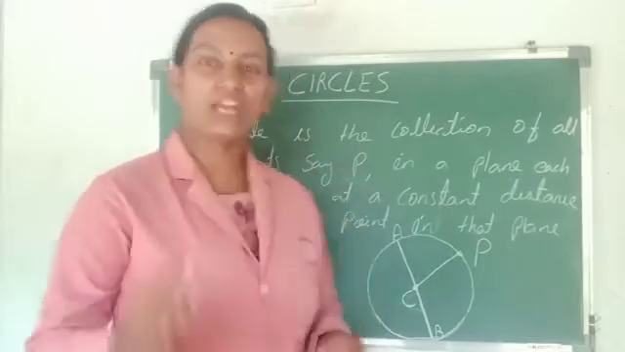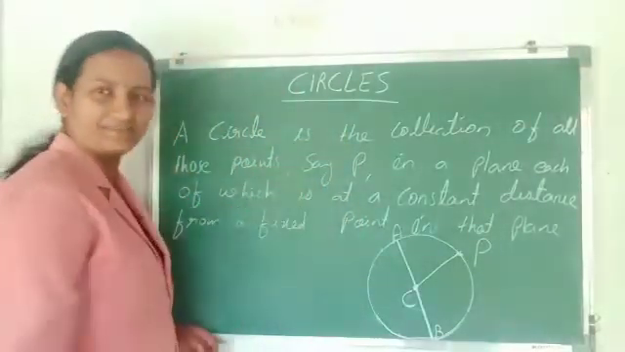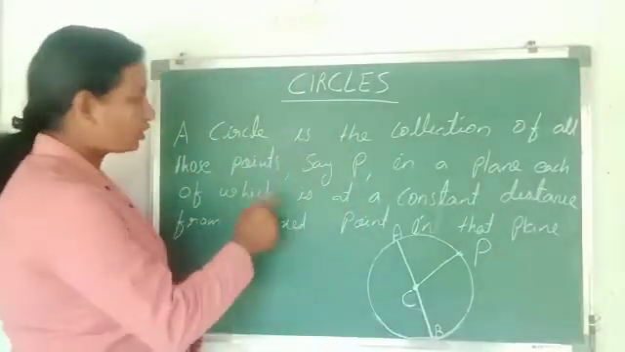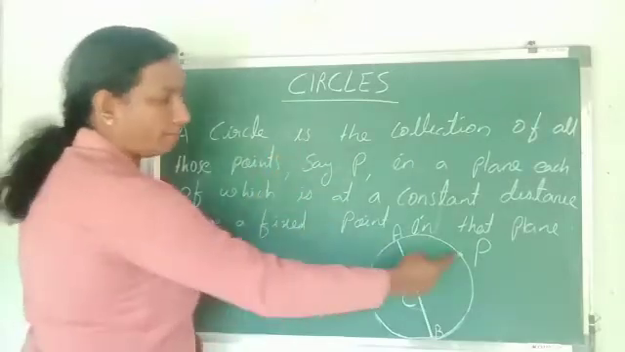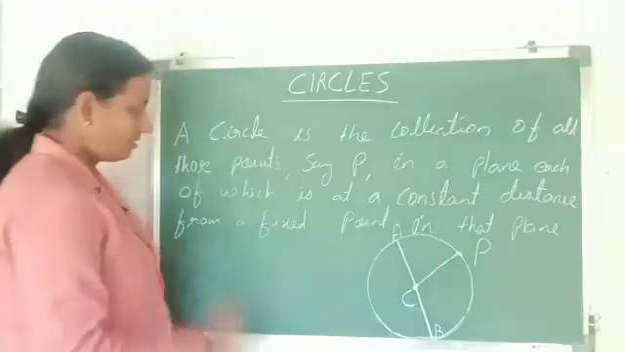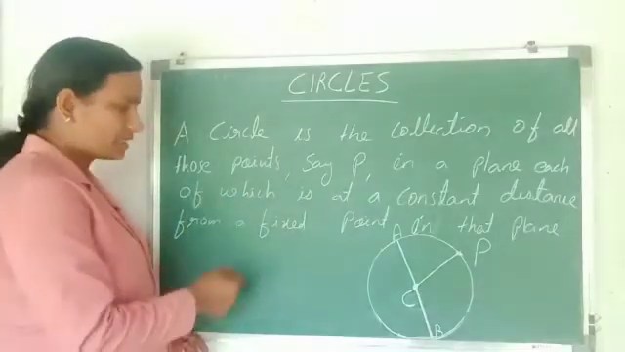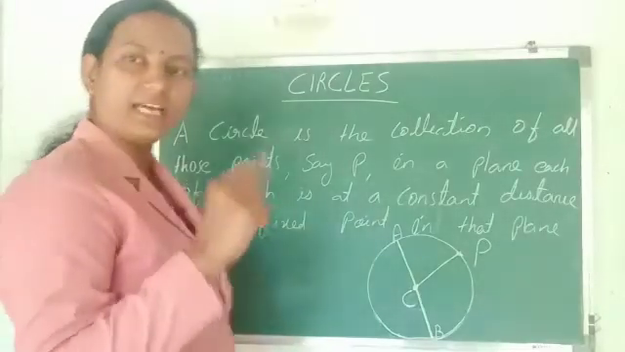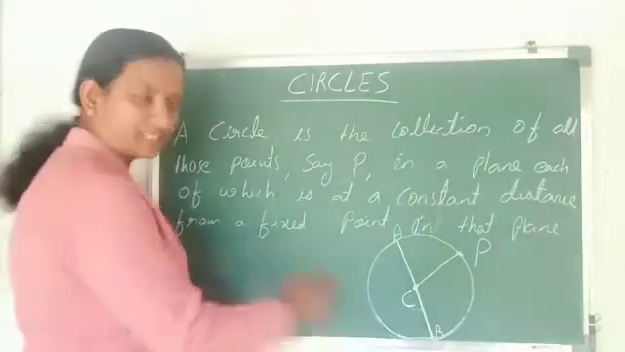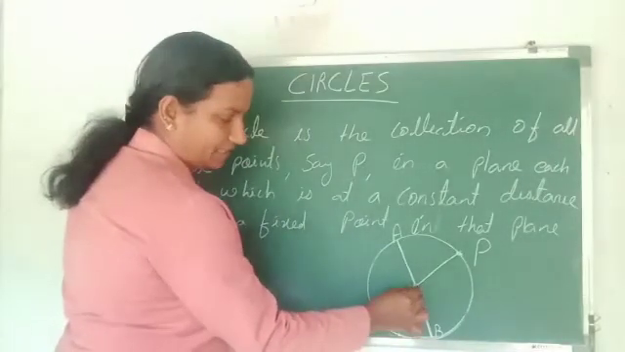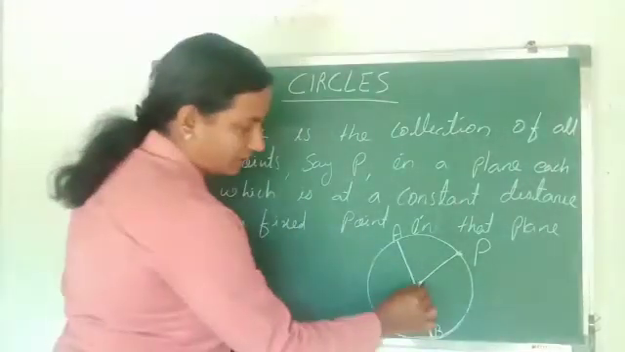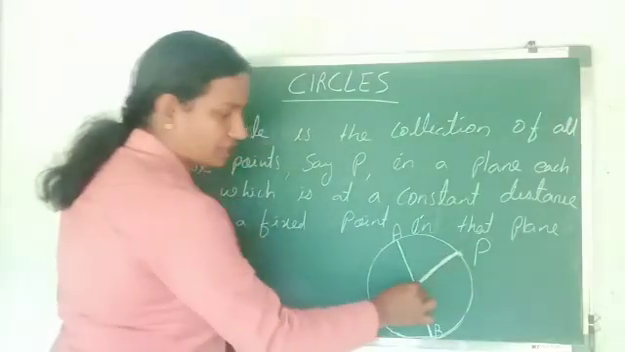In this session, we are going to discuss circles. A circle is the collection of all those points, say P, in a plane, each of which is at a constant distance from a fixed point in that plane. Say in the adjoining figure, it is a circle. See, it is the center. See, this is the radius. This constant distance is called the radius.